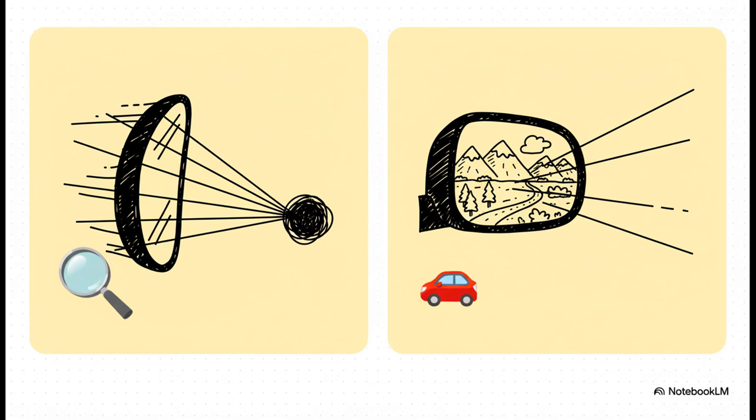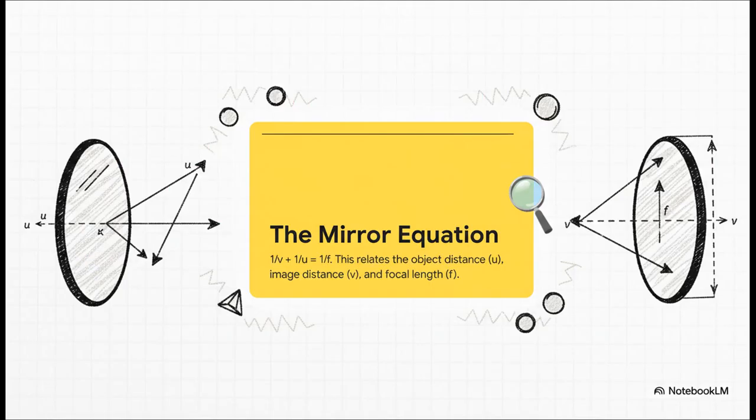If we curve that reflective surface, we can do some cool stuff. Curve it inward, that's a concave mirror, and suddenly all those parallel light rays get focused to a single point, magnifying whatever we're looking at. But if you curve it outward, making a convex mirror, those same rays spread apart, giving us this huge wide-angle view. And believe it or not, this one little equation is basically the secret recipe for all of it.